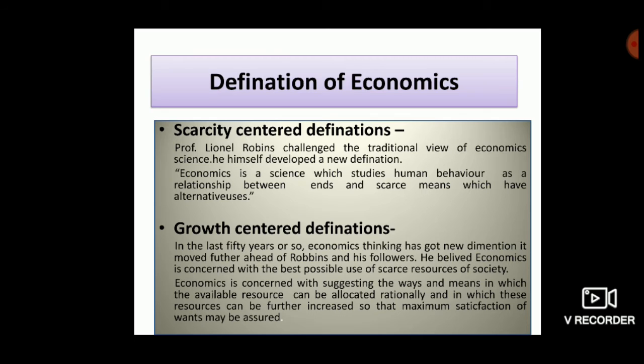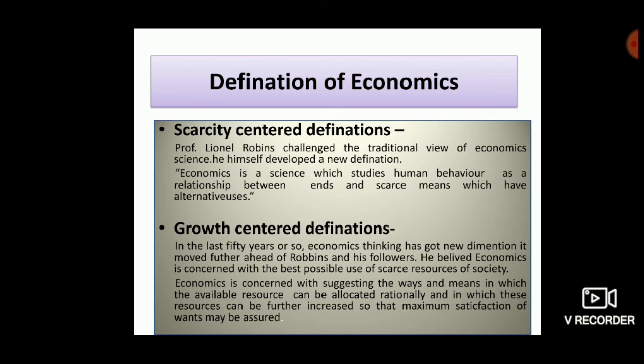Economics is a human science. According to Professor Robbins, economics is a human science. It studies the activities of all persons, whether or not they are part of society. So, after discussing the scarcity-centered definition, I will discuss the growth-centered definition. Growth is the last view of the economic definition.